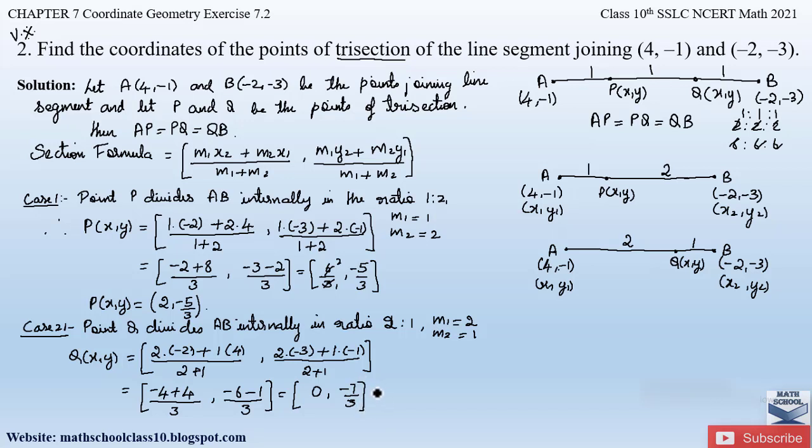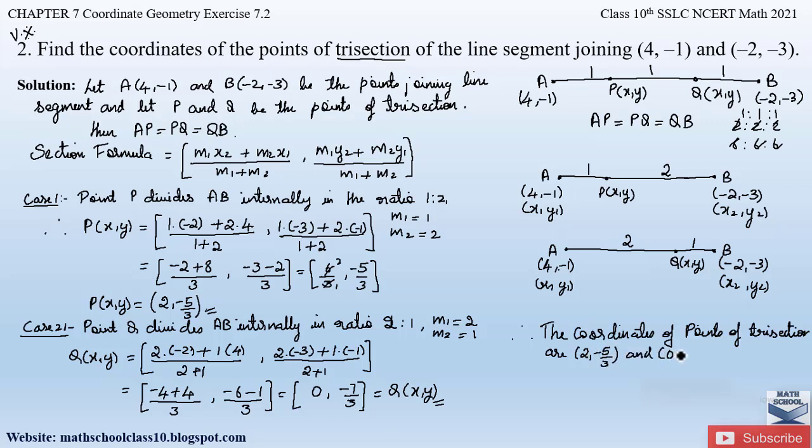So this is the Q coordinate, that is x comma y, where x value is 0 and y value is minus 7 by 3. So we found out the P point coordinates and Q coordinates. So therefore you can write down, therefore the coordinates of points of trisection are 2 comma minus 5 by 3 and 0 comma minus 7 by 3. Right, so this is the answer. So this is a very important problem.